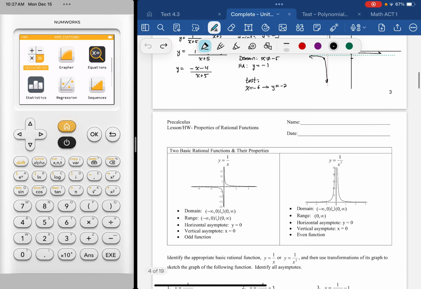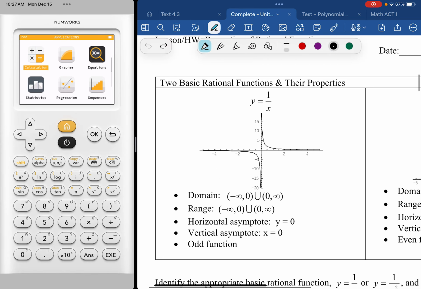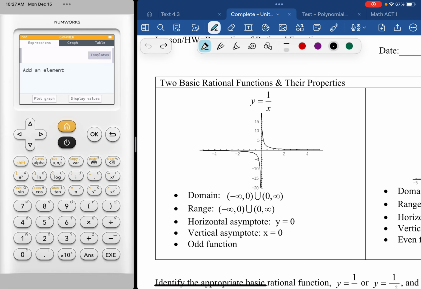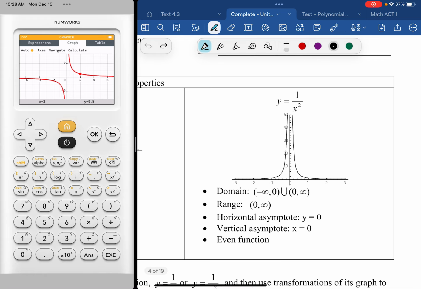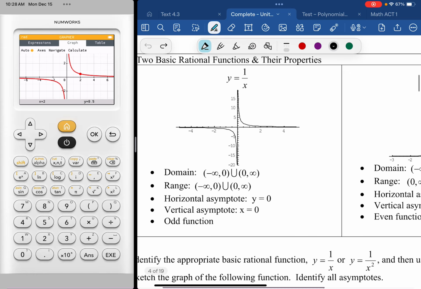All right, so we're looking at page 4 here. We have the two basic rational functions and their properties. So the parent function y equals 1 over x looks like this. I can put it in my graphing calculator here. All right, and y equals 1 over x squared looks like this. And we have pre-established domain, range, horizontal asymptote, vertical asymptote, and that it's an odd function.